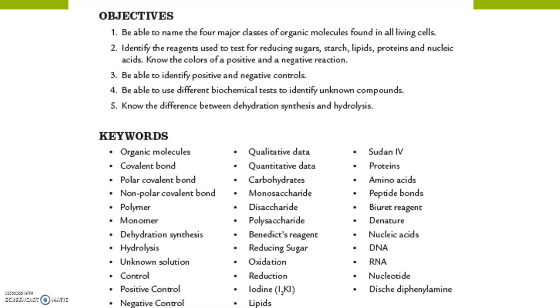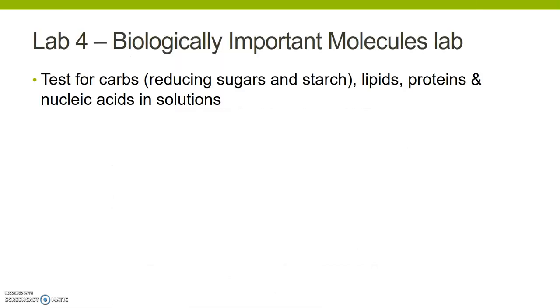As you look at your objectives here, you'll notice the objectives themselves aren't that extensive, right? Pretty straightforward. We'll talk about organic molecules and all the different types of biologically important molecules we have. Then we'll talk a little bit about the tests and how to identify them, and why we use controls. But you will see here that the keywords that are vocabulary words are quite extensive in this lab. So we're going to spend a little bit of time reviewing some of the content in this video, and we'll talk a little bit more about the actual experiments as we move into the next video. Hopefully it's only one more. We'll see how chatty I get.